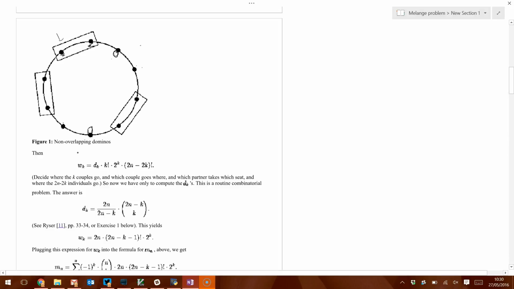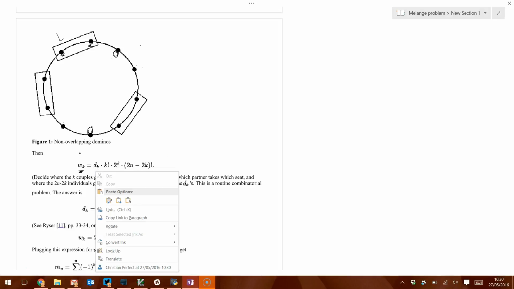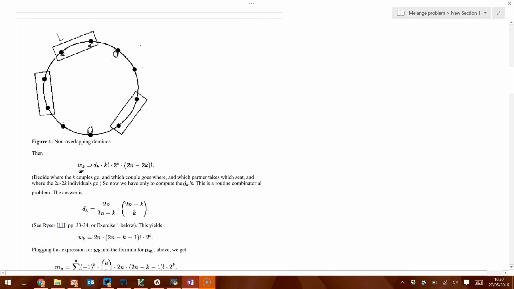Okay, so that means the number of ways of arranging seating so that k couples are sitting together is the number of ways of sticking k dominoes around this thing times k factorial, meaning different ways of arranging the dominoes. So if we'd said couples 1, 2, and 3 are going to be the ones sitting together, then it could go 1, 2, 3, or it could go 3, 2, 1, or whatever. So all different ways of arranging those.